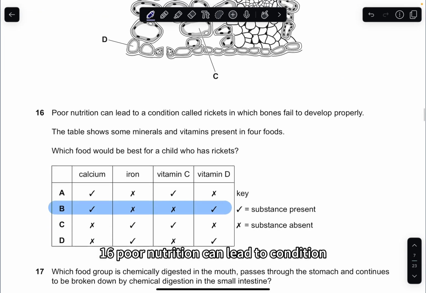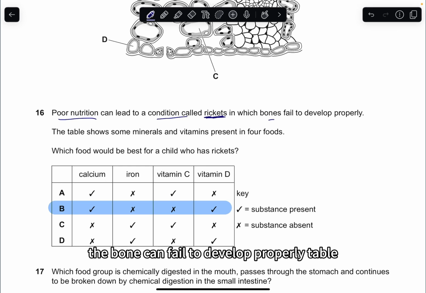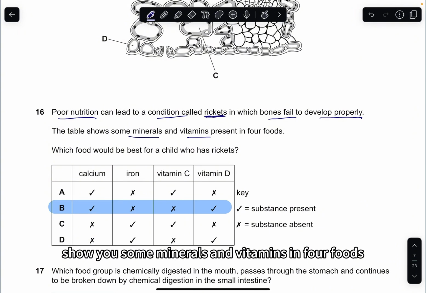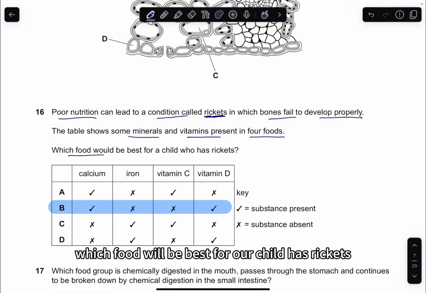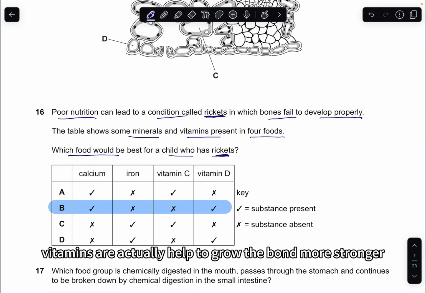Question number 16. Poor nutrition can lead to the condition rickets. It is a bone disease where the bone can fail to develop properly. The table shows you some minerals and vitamins in 4 foods. Which food will be best for a child who has rickets? If a child has rickets, he needs calcium and vitamin D, because these two actually help to grow the bones stronger.